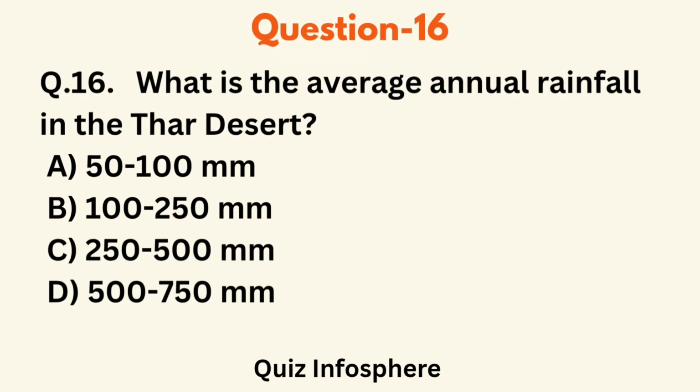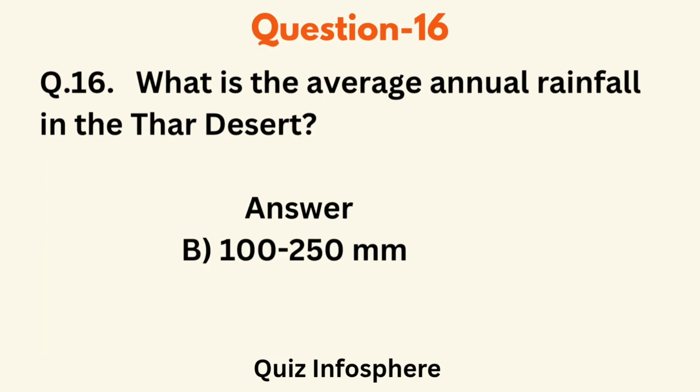Question 16. What is the average annual rainfall in the Thar Desert? 50 to 100 millimeters, 100 to 250 millimeters, 250 to 500 millimeters, 500 to 750 millimeters. The correct answer is option B, 100 to 250 millimeters.